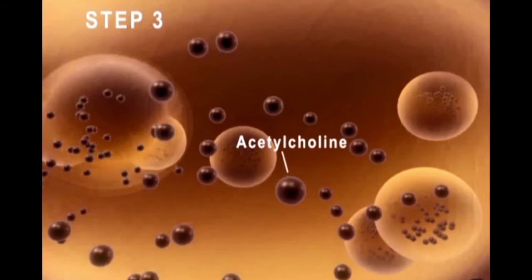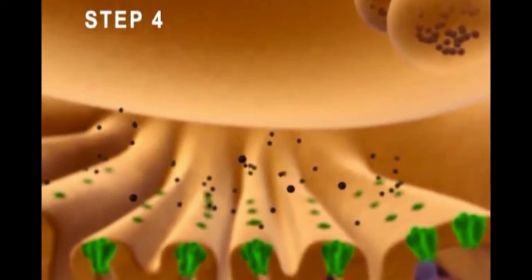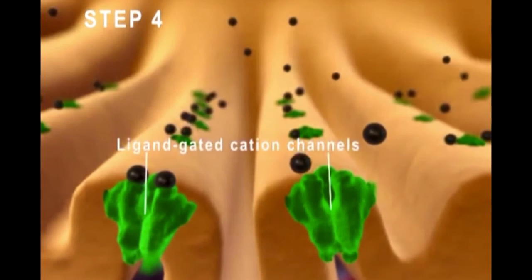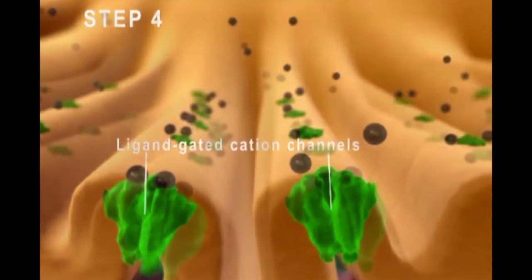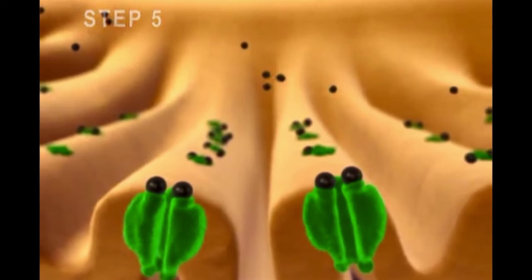Step 4. Acetylcholine diffuses across the gap between the axon terminals and the motor end plate, called the synaptic cleft, and binds with the receptor, which contains ligand-gated cation channels. Step 5. The binding of acetylcholine opens the ligand-gated channels.